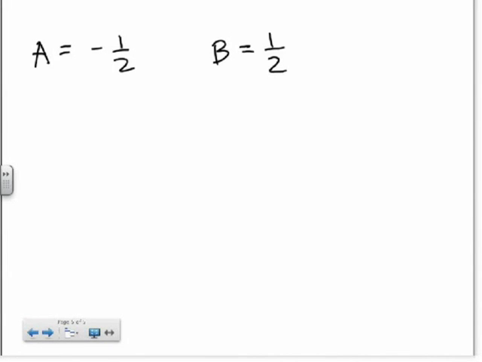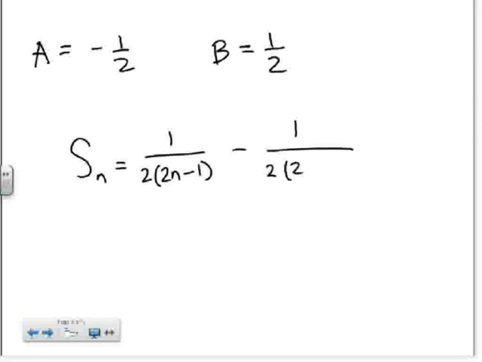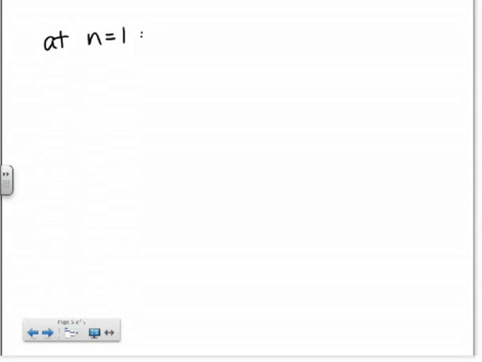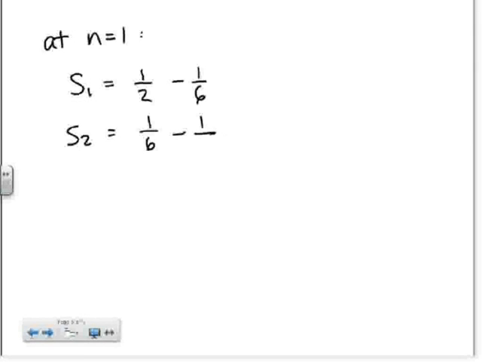From here, we know the constant values for a and b, and thus we can say that Sn equals 1 over 2 times 2n minus 1 minus 1 over 2 times 2n plus 1. At n equals 1, we can say that S1 equals 1 over 2 minus 1 over 6. S2 equals 1 over 6 minus 1 over 10. And S3 equals 1 over 10 minus 1 over 14.